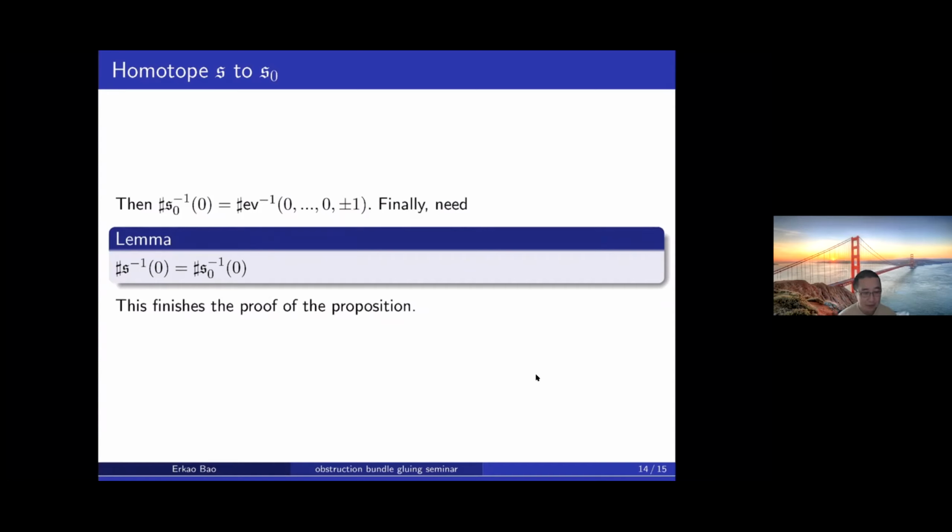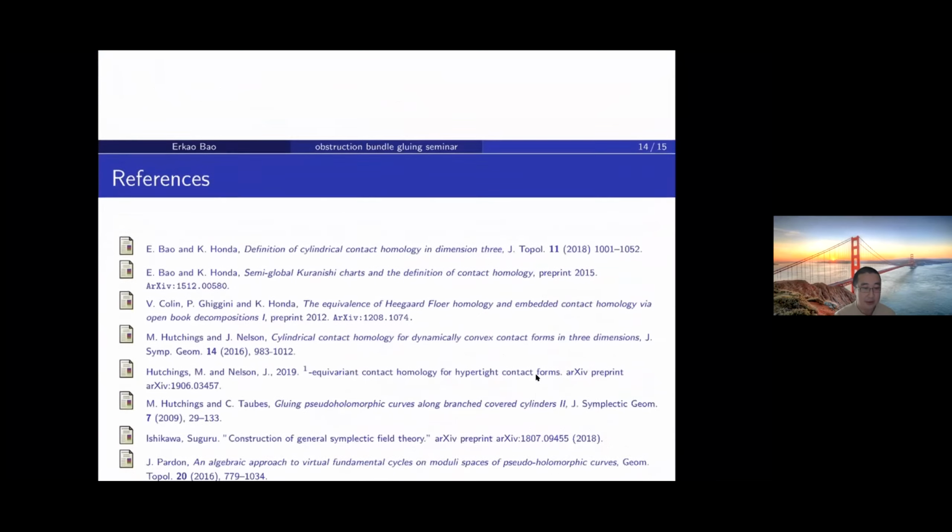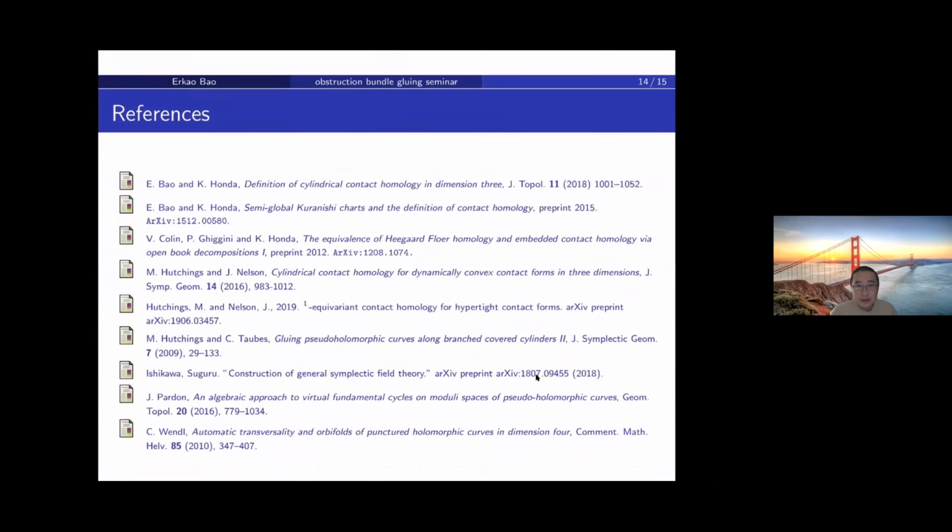To prove this lemma, one needs to construct a straightforward homotopy between those two sections. Just interpolate, and then one needs to show that during this homotopy, no zeros escape to the boundary, because even though it's a trivial bundle, the moduli space has boundaries. And that's the reference. Okay, that's the end of the talk.